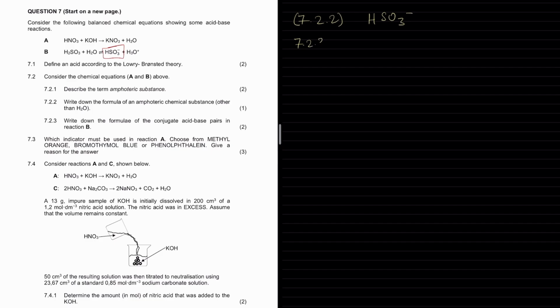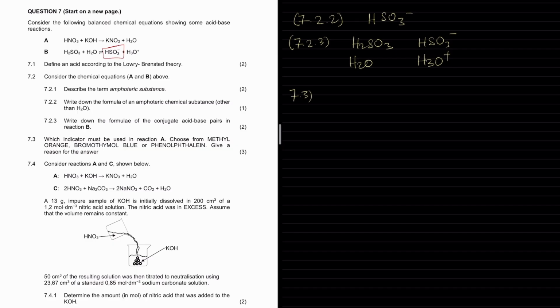7.2.3. Write down the formulae of the conjugate acid-base pairs in reaction B. So in reaction B, the conjugate acid-base pairs will be H2SO3 and HSO3 minus, then H2O and H3O plus.